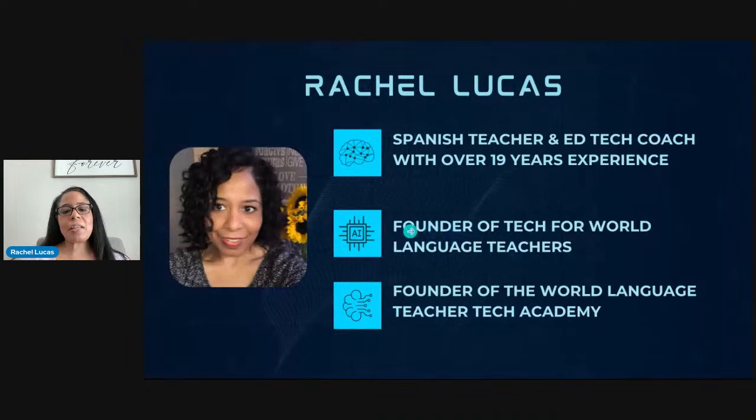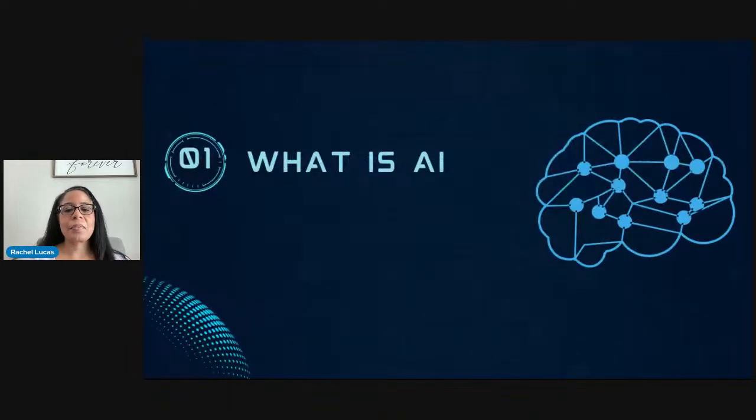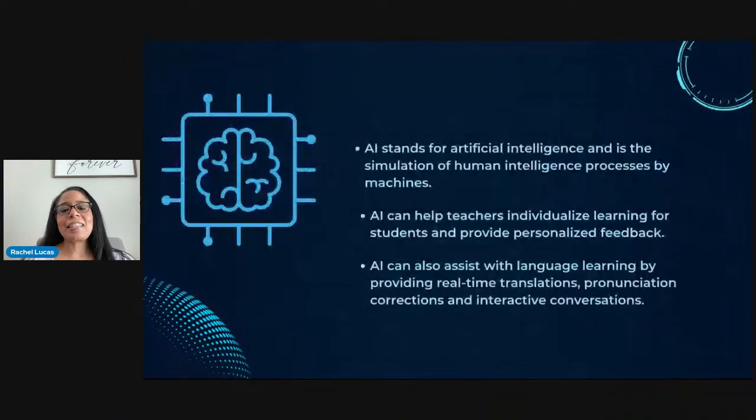So let's talk about what AI is. AI stands for artificial intelligence, and it is a simulation of human intelligence processes by machines. AI can also help teachers individualize learning for students and provide personalized feedback. AI can also assist with language learning by providing real-time translations, pronunciation corrections, and interactive conversations.